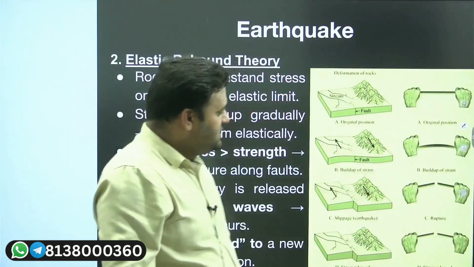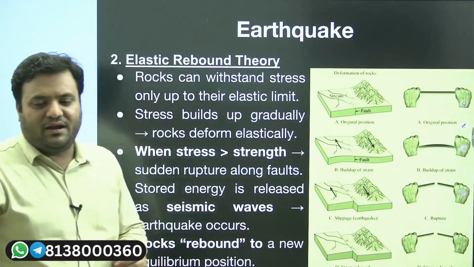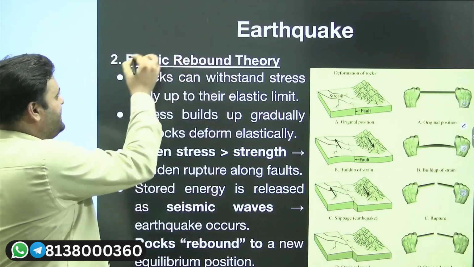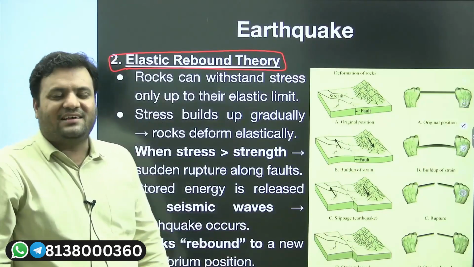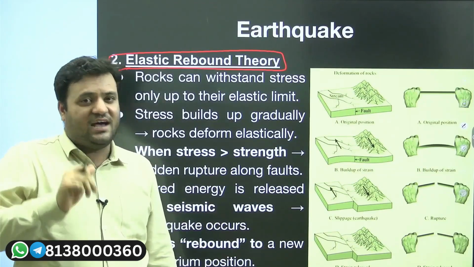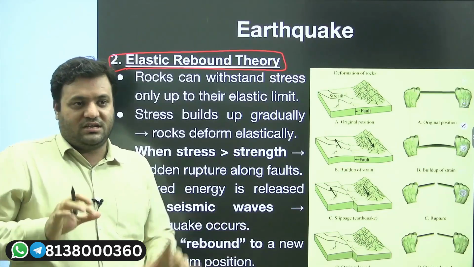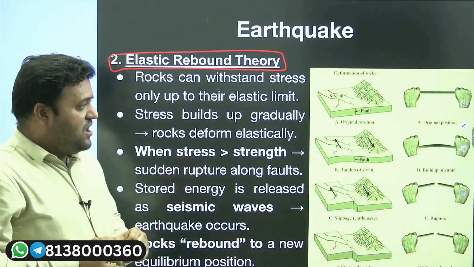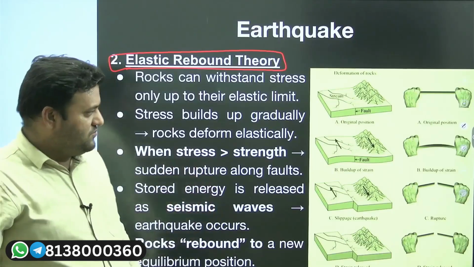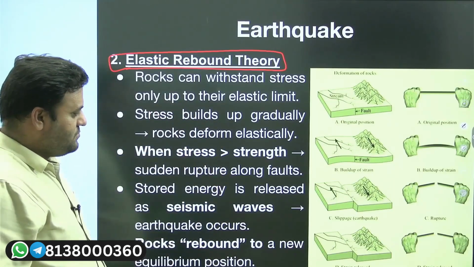Moving ahead, in order to understand this in a better way, we have one more theory, that is the elastic rebound theory. This elastic rebound theory postulated how earthquakes occur, or to be precise, how faults could be formed.